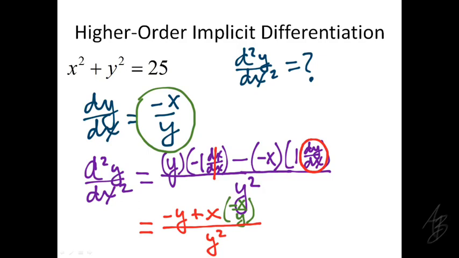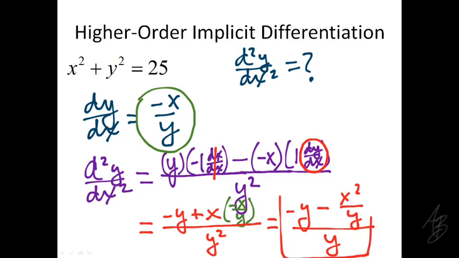So doing a little bit of simplification here, we could simplify this in a few different ways. Simplifying here, we would get negative y minus x squared over y all over y. This is an answer that would be acceptable. In fact, this answer would be acceptable in a free response section of a test. However, if this were in a multiple choice section of a test, you may have to simplify in different ways so that it matches up with one of the choices.